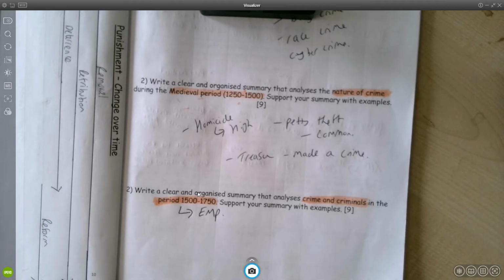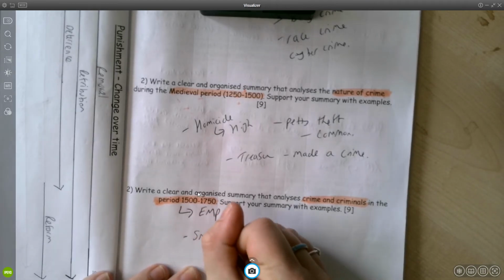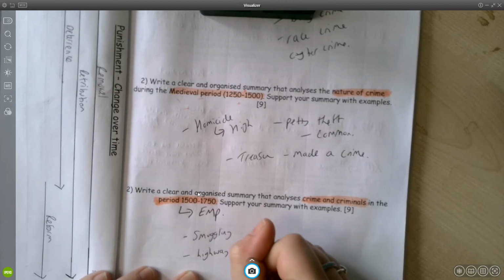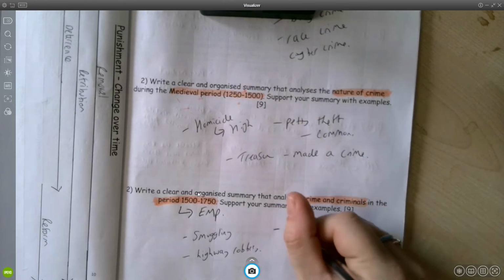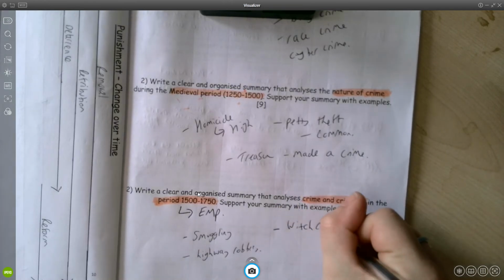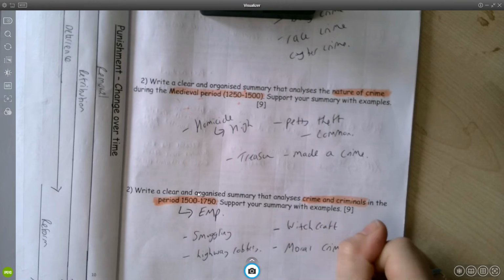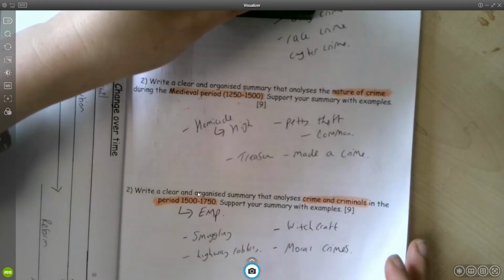So what do I know about crime in the early modern period? This is a great one if you get this one. Lots and lots of new crimes: smuggling, highway robbery. 2 new crimes to the time period. We've also got 2 crimes that increase: witchcraft and moral crimes. So at this point, pause the video here, turn over, and have a go at planning your answer.